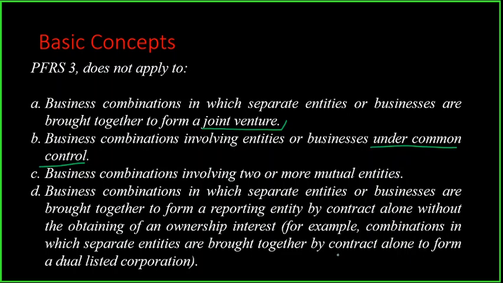And letter C, business combinations involving two or more mutual entities. It cannot be just mutual. There has to be an agreement. And then letter D, business combinations in which separate entities or businesses are brought together to form a reporting entity by contract alone without the obtaining of an ownership interest. So there should be an ownership interest.